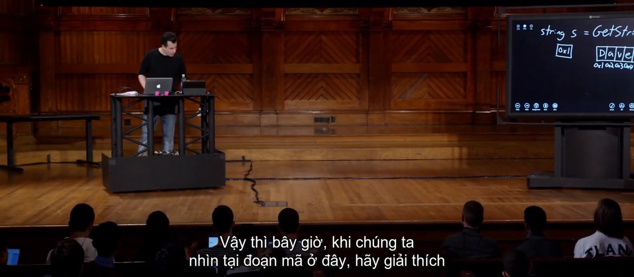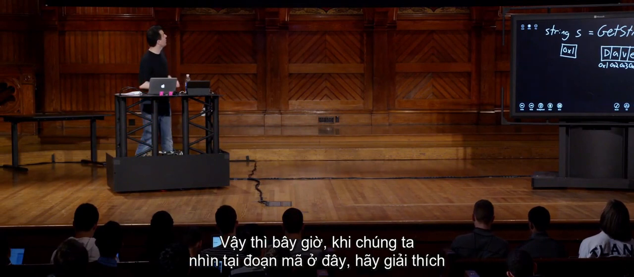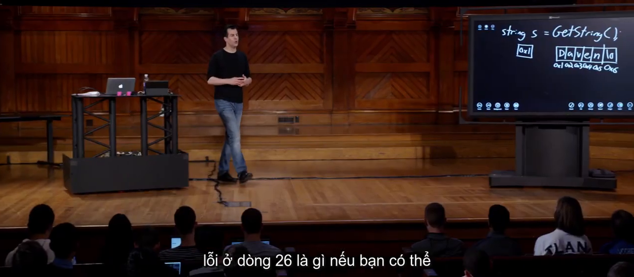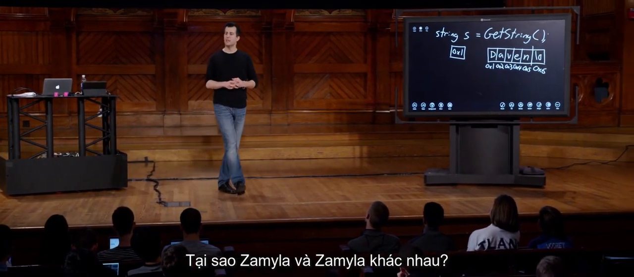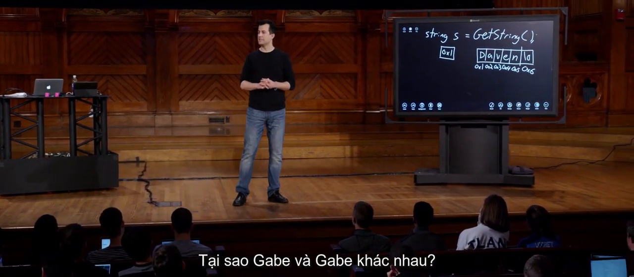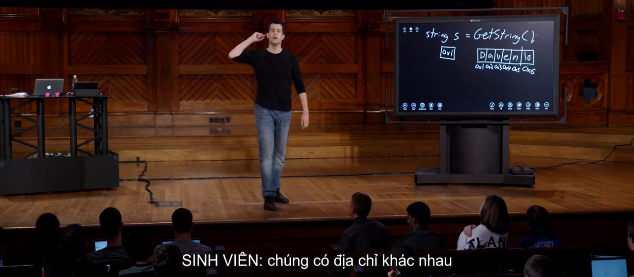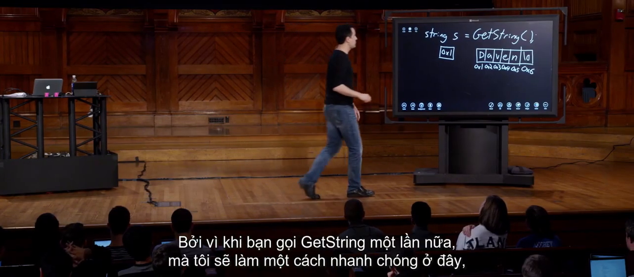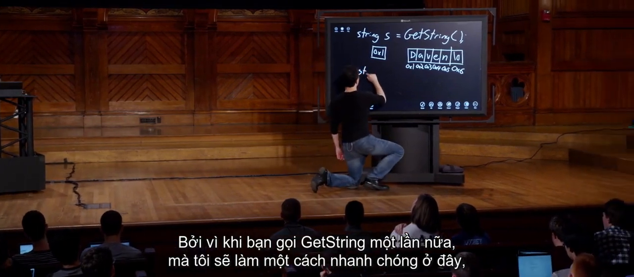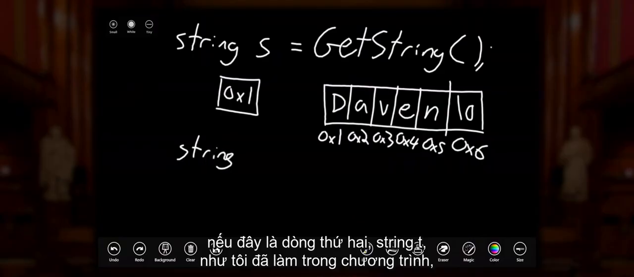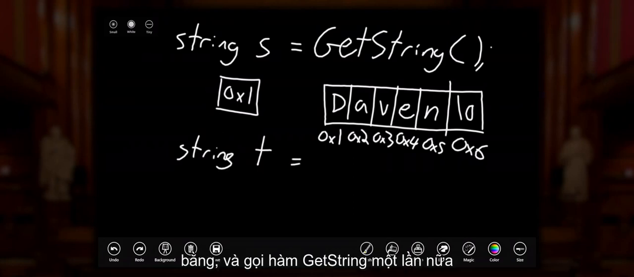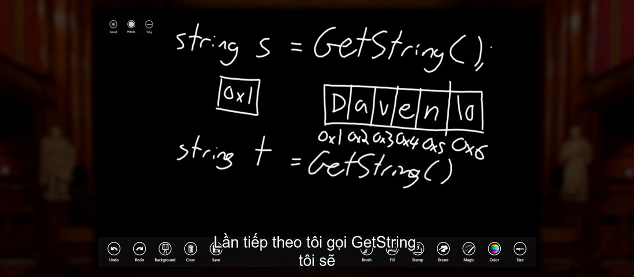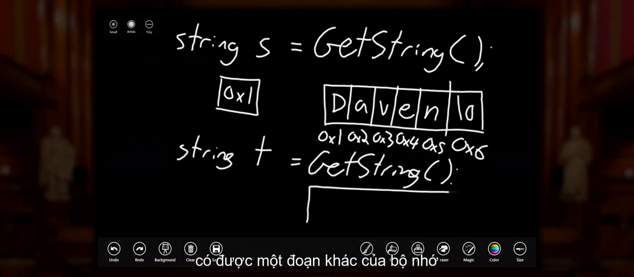So when we look now at the code here, explain, if you would, the bug in line 26. Why is Zamila and Zamila different? Why is Gabe and Gabe different? Yeah, simply because they have different addresses. Because when you call getString again, which I'll do quickly here, if this is the second line, string t, as I did in that program, equals another call to getString, the next time I call getString, I'm going to get a different chunk of memory.